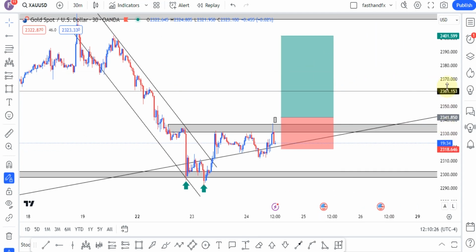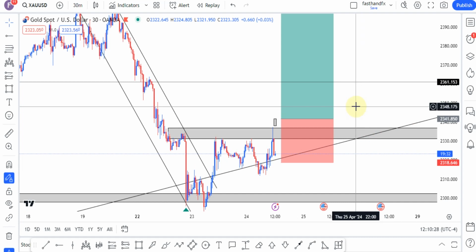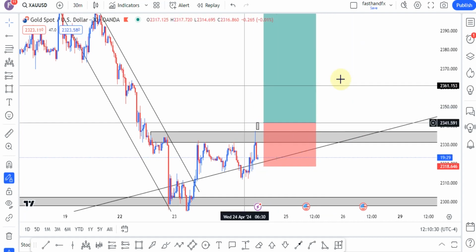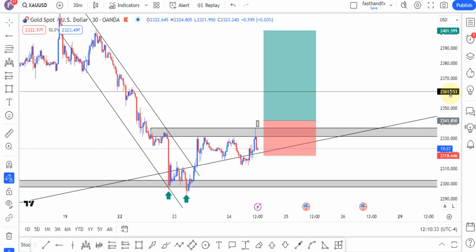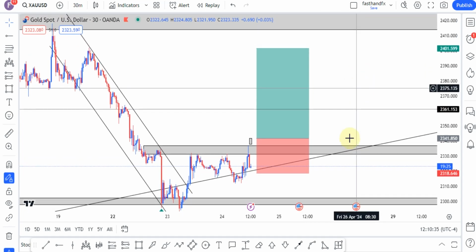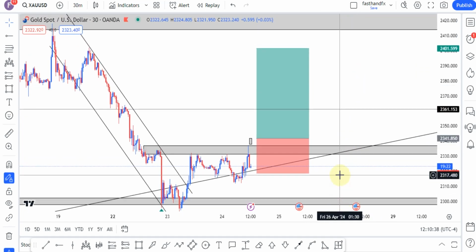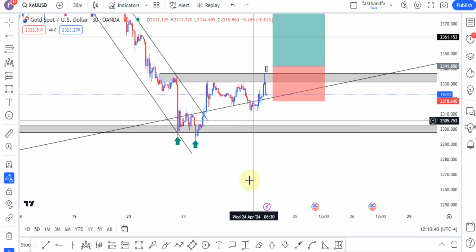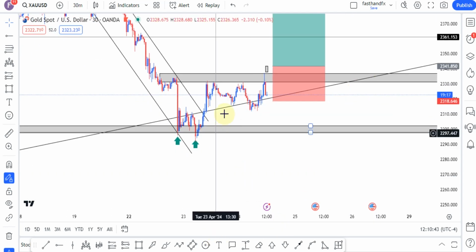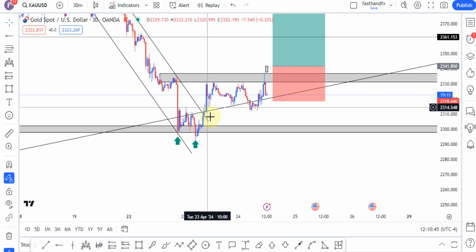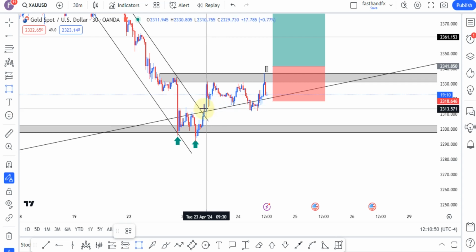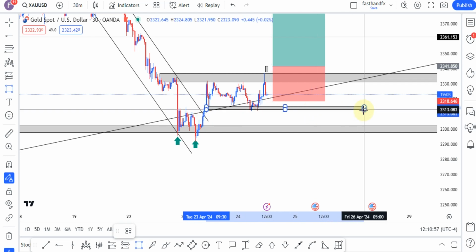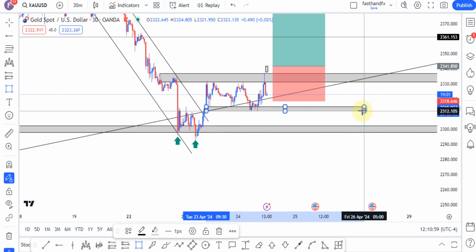So for now, guys, what we're doing is just waiting. If the market does break above this area, I'll take my buys. But if it doesn't, then what are we supposed to do? So as you can see already, the market has given us this area down here. There's a support down here in the 1 hour time frame.